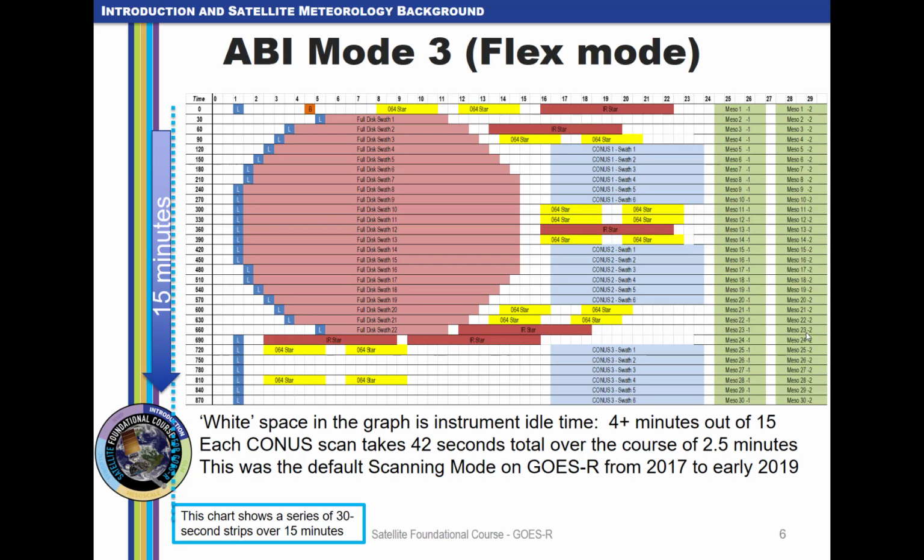The initial default scan mode for GOES-R before April 2019 was mode 3, or flex mode, shown here. You see 1 full disk image every 15 minutes, 3 CONUS scans in those 15 minutes, and 2 mesos being scanned every minute. This scanning strategy had a lot of idle time, and that idle time was repurposed when mode 3 was replaced by mode 6 in early 2019. If you're looking at historical data from before April 2019, this is the mode you have to remember.